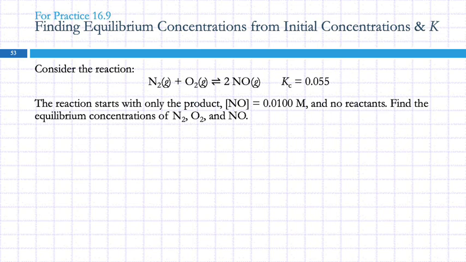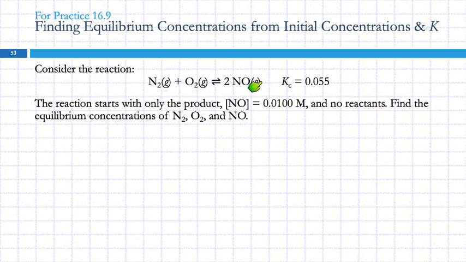Okay, consider this reaction. N2 plus O2 goes to 2 NO. The reaction starts with only the product and no reactants. Here they're nice and specific. Find the equilibrium concentrations of N2, O2, and NO. We need an ICE table.